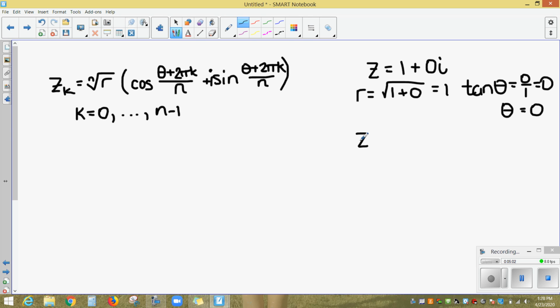So my trigonometric form of my complex number z is going to be 1 times cosine 0 plus i sine 0.